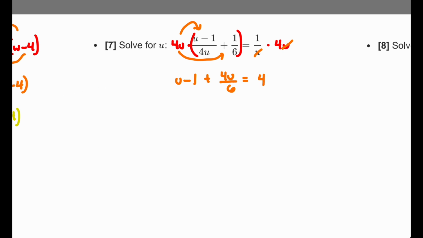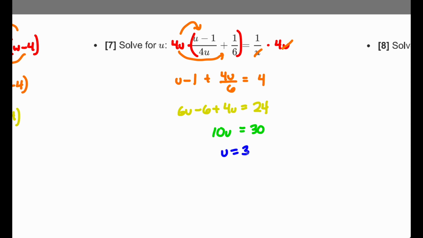Okay, now if you wanted to, you can just solve this out completely. I don't really like the fractions, so I'm going to multiply everything by 6. Multiply this by 6 over here, and you get 24. Okay, from here, I'm going to combine like terms. 10u, add 6 to both sides, you get 30. Divide both sides by 10, you get u is equal to 3.